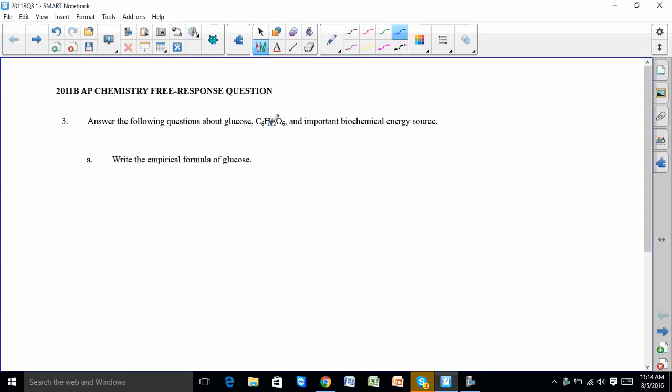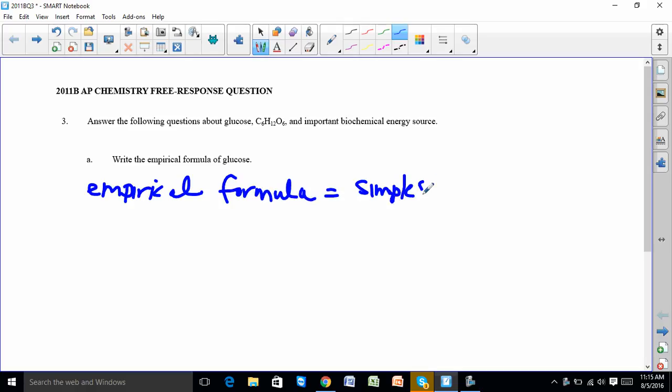Answer the following questions about glucose, C6H12O6, an important biochemical energy source. Write the empirical formula of glucose. Okay, the first thing you've got to remember is that the empirical formula may or may not be the real formula. Basically, the empirical formula is the simplest whole number ratio between the elements in the compound.